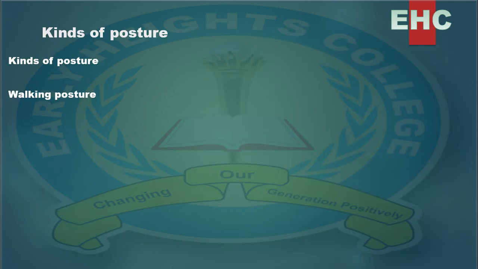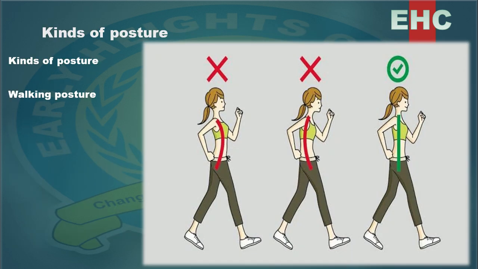The next type of posture we'd like to see is the walking posture. How do you walk correctly without having a postural defect? When we maintain a wrong posture in walking, we always develop a kind of postural defect. So to avoid this, we need to learn how to walk correctly. So while walking, this is how you should walk.